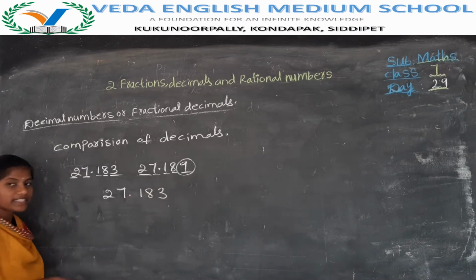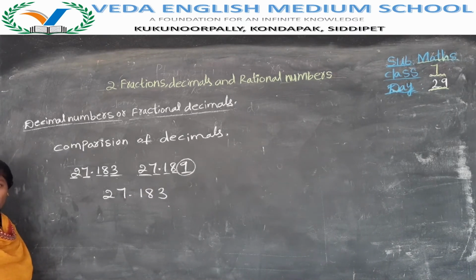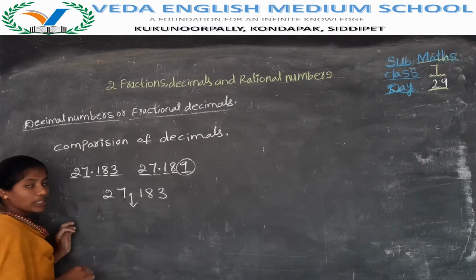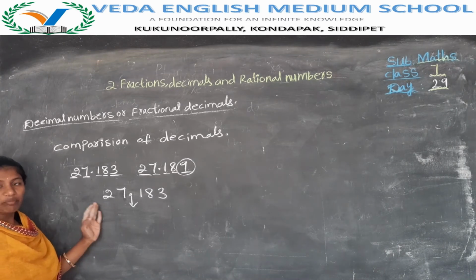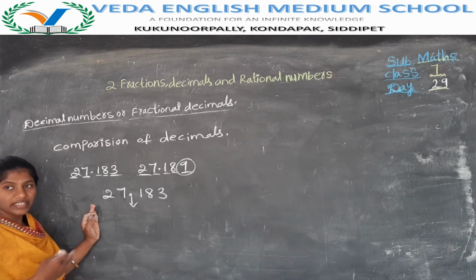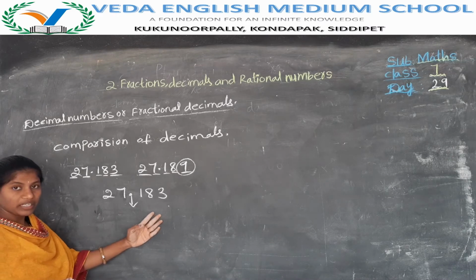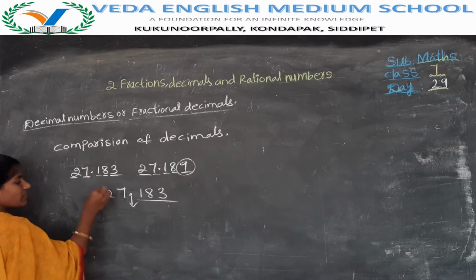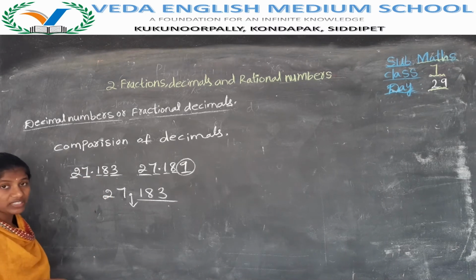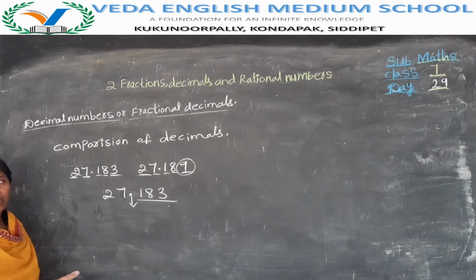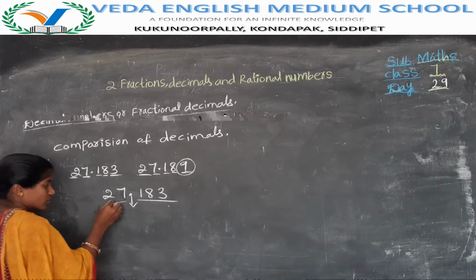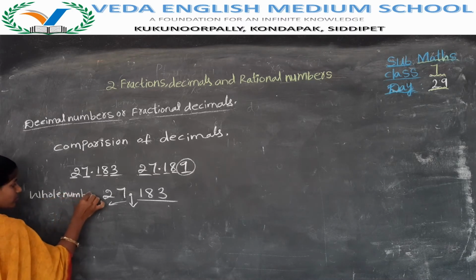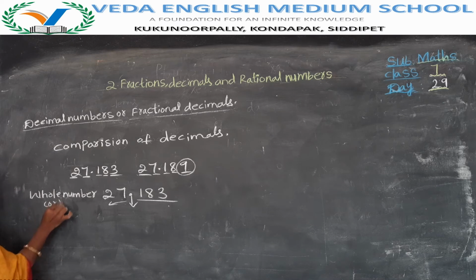Now see, in this 27.183, can you say which is the decimal part, which is the whole number part and which is the decimal point? In this 27.183, this point is called the decimal point. The number which lies to the right side of the decimal point is the decimal part. 183 is the decimal part. 27 is the whole number part or integral part. Either whole number or integral part, both are the same, no problem.